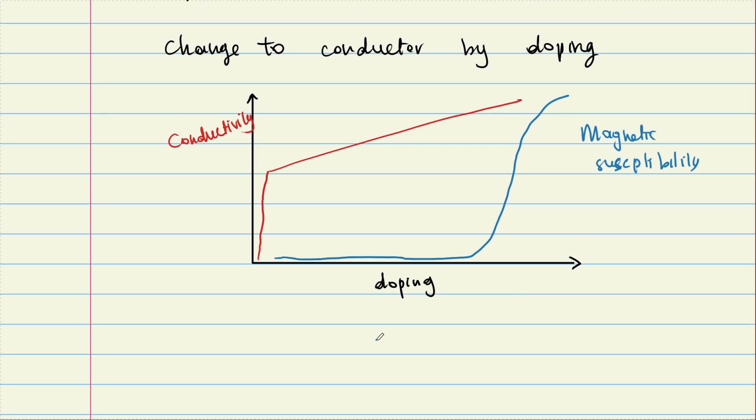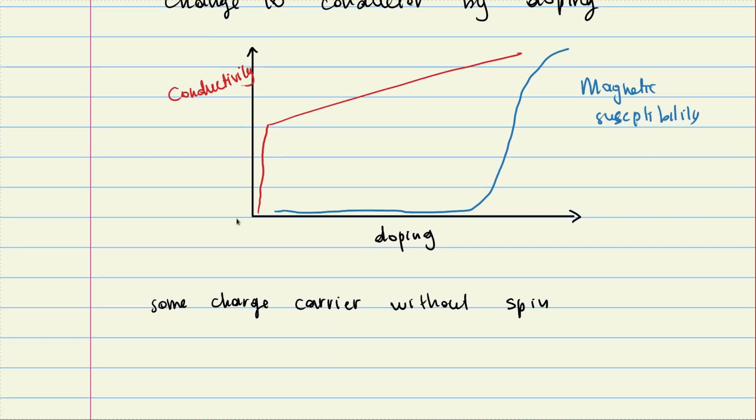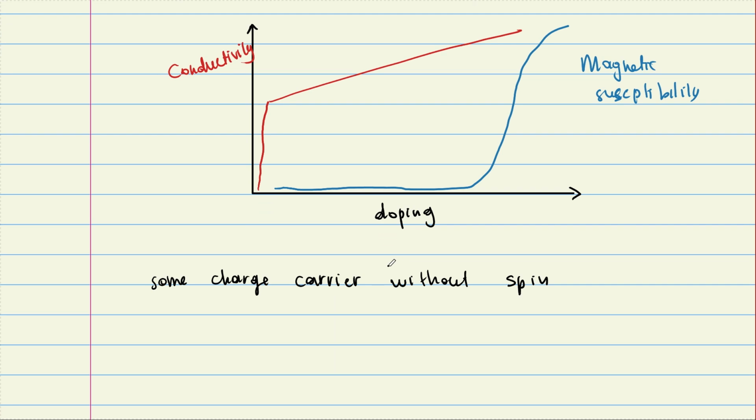But the puzzling thing about this is you have a charge degree of freedom, charge flows, but there is no spin, right? So what we call this, there are some charge carriers without spin. Right? These are still electrons. There is no difference. This material still has electrons. Some of them are contributing to bonding. Some of them are delocalized. But somehow, in the experiment, you don't see that. Okay, this is one puzzling aspect.